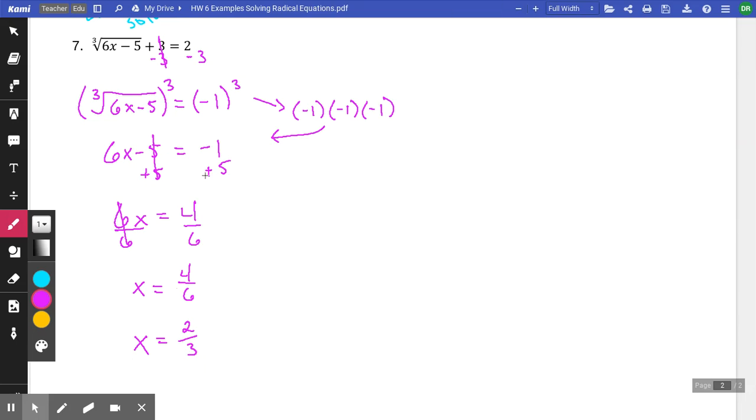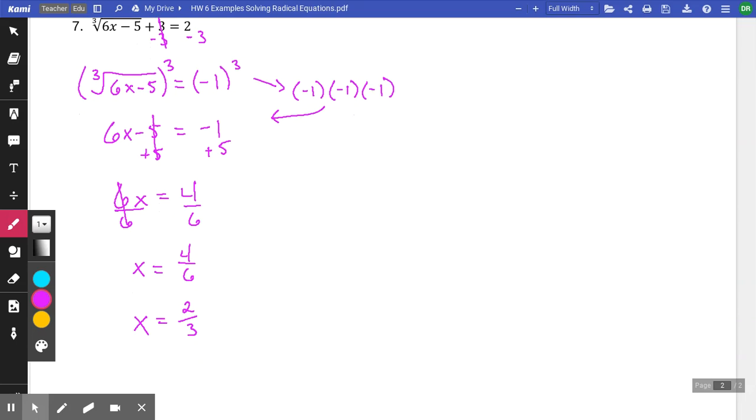We go back and check our solution. Not as easy as it is with square roots because we're more familiar with square roots, but a calculator could help us. Let's use 2/3 for x up here. Sorry, 6 times 2/3 is 4. 4 minus 5 is -1. The cube root of -1 is okay. We can actually take the cube root of a negative. Cube root of -1 is -1, and -1 plus 3 is 2, which is what the equation was equal to. So this solution of 2/3 is good to go.